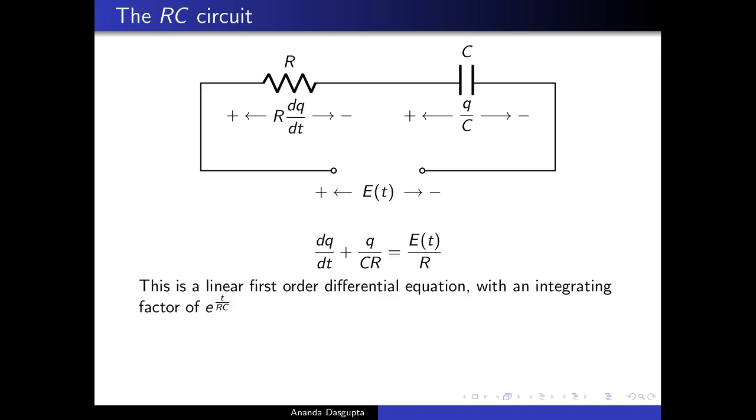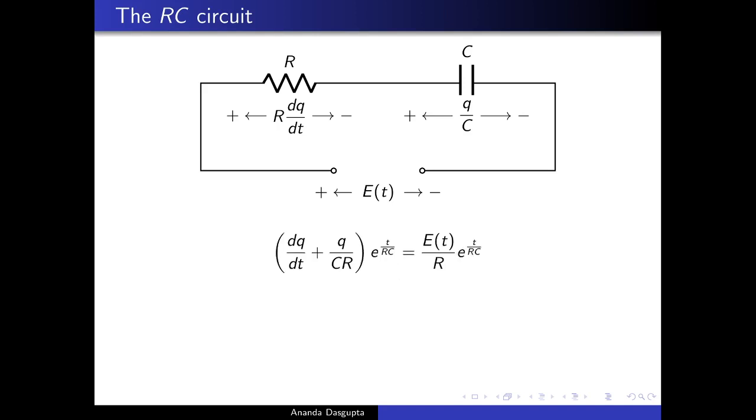And you know that if you multiply this on both sides by e to the t by RC, the integrating factor, the left hand side, which is the one which has the derivatives, will become a total derivative. In other words, carrying out this multiplication makes the left hand side a derivative of a single function, d by dt of q into e to the t by RC.